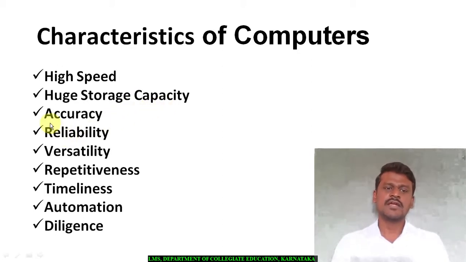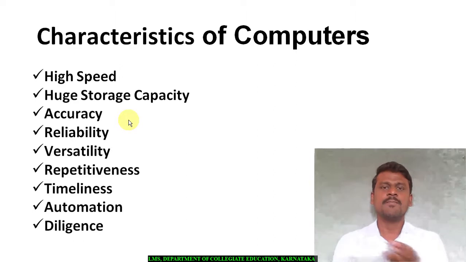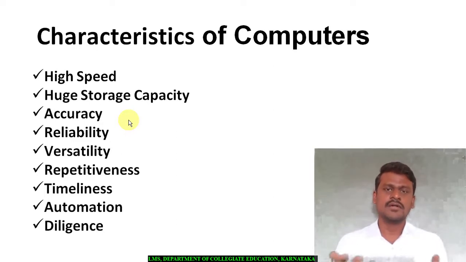Next, the third characteristic is accuracy. Accuracy means how accurate a result your computer can give you. For example, a computer cannot make any error and it will give you a 100% correct result. For example, humans can make calculation mistakes, meaning you cannot make 100% of calculations correctly. Somehow you will miss or miscalculate the result.